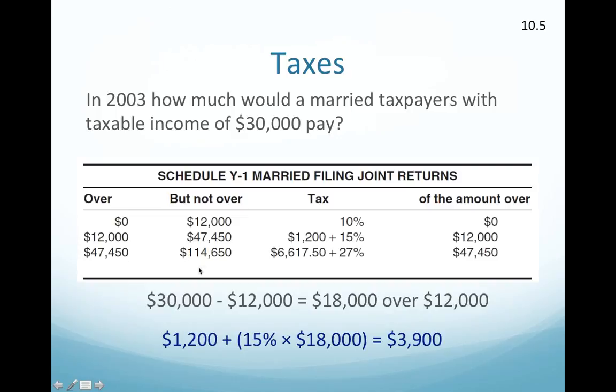Regardless of whatever bracket you go to, there's a fixed amount of tax, and then there is a variable or fluctuating amount based upon how much they go over. You get charged a rate for that.